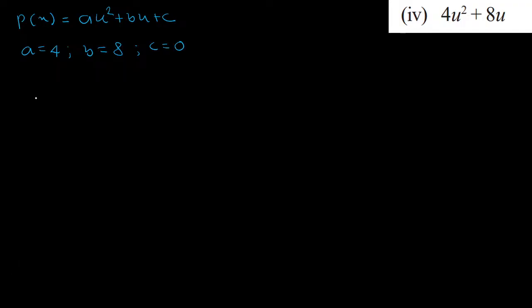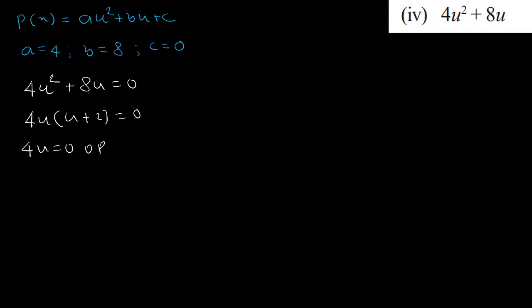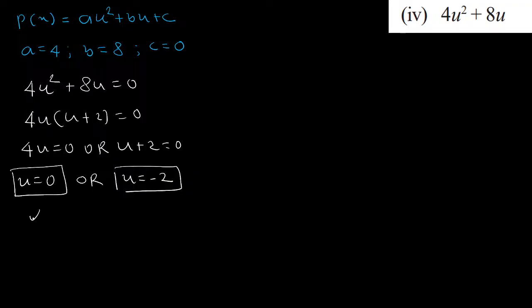सबसे पहले फैक्टराइज करते हैं एंड जीरोस फाइंड आउट करते हैं. कंपेयर इट विद 0. 4u square plus 8u is equal to 0. If I take 4u common, so it is u plus 2. So 4u is equal to 0 और u plus 2 is equal to 0. तो यहाँ से हमें मिला u is equal to 0 और u is equal to minus 2. So these are the two zeros. Alpha is equal to 0 and beta is equal to minus 2.